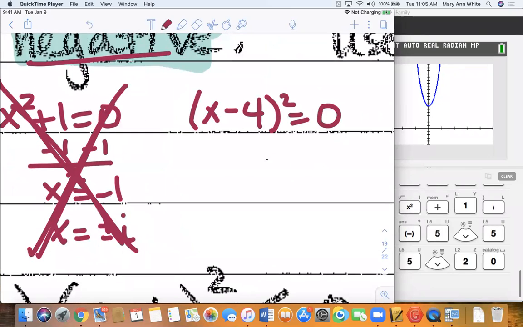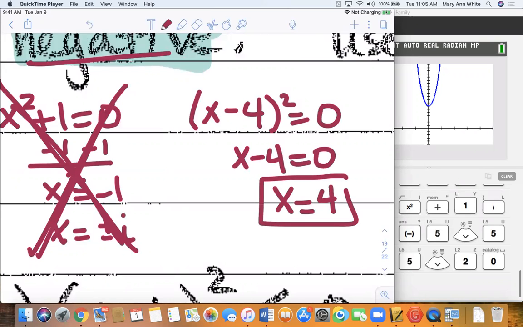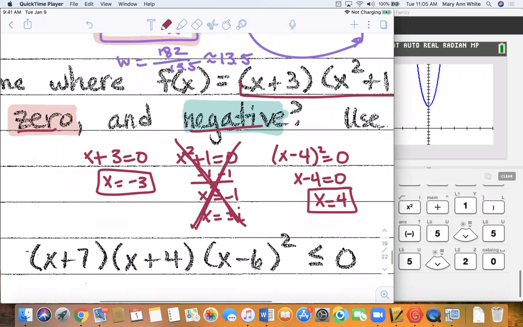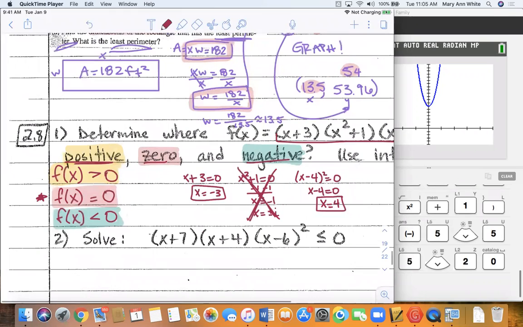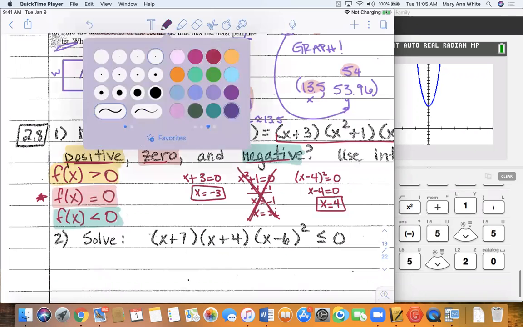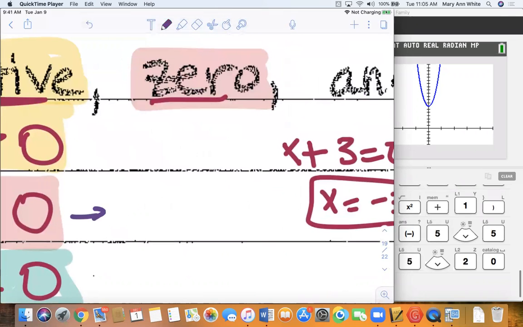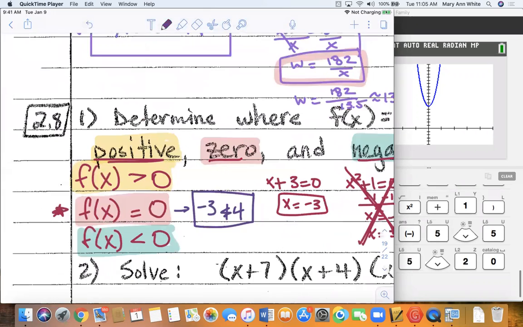And then the last one, this squared, I don't want to FOIL that out. I can just take the square root of both sides and get x minus 4 equals 0, and then add 4 and I get x equals 4. Again, most of us can do this in our head, so you maybe didn't need to waste the space, but that means that my function equals 0 at these zeros. So at negative 3 and at 4, my function is equal to 0.